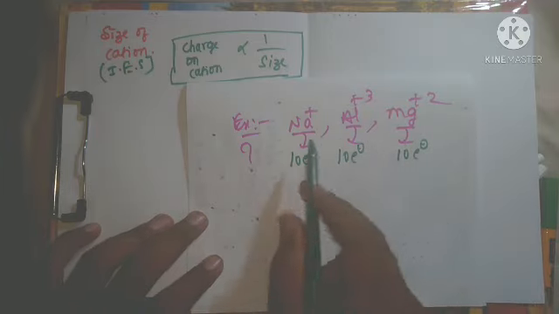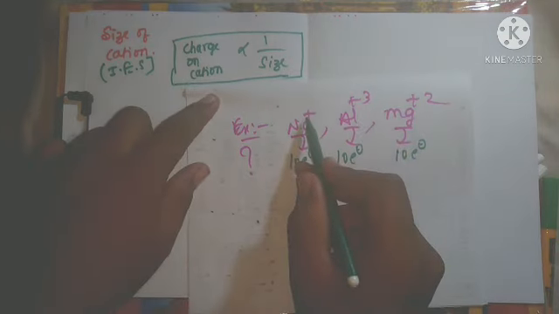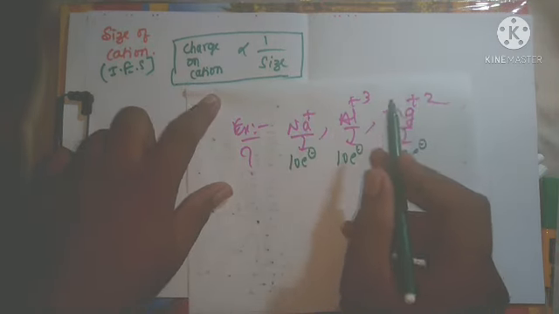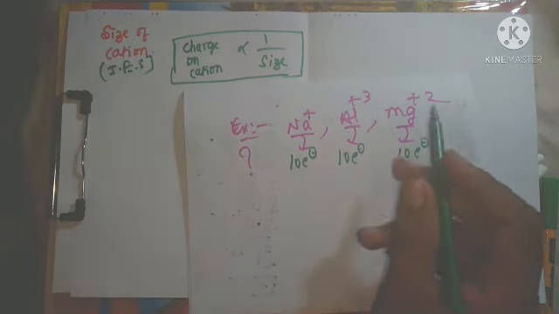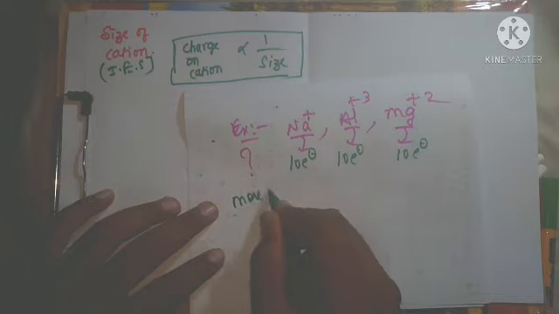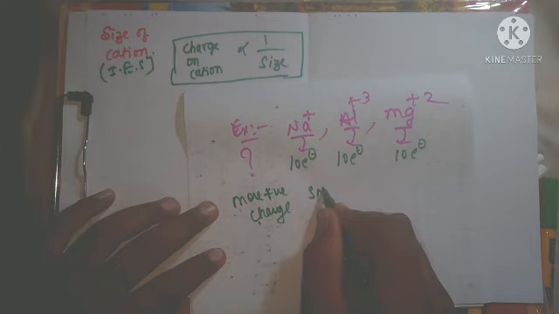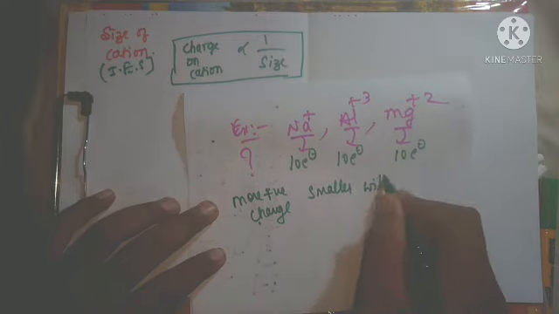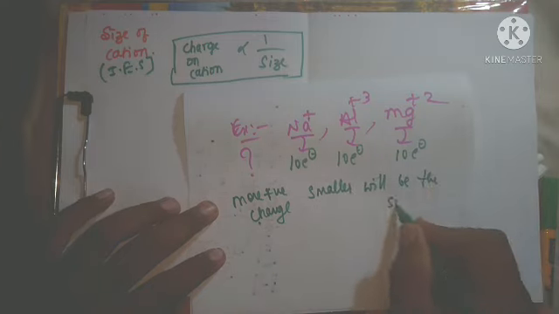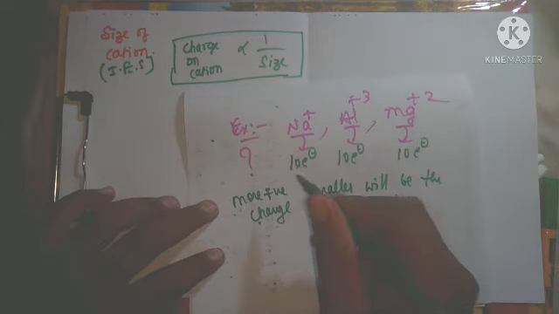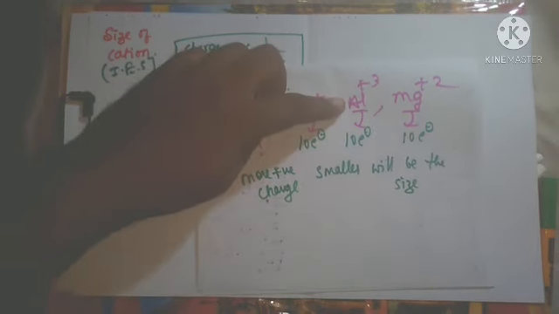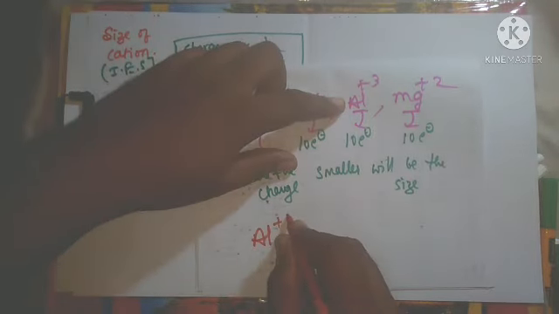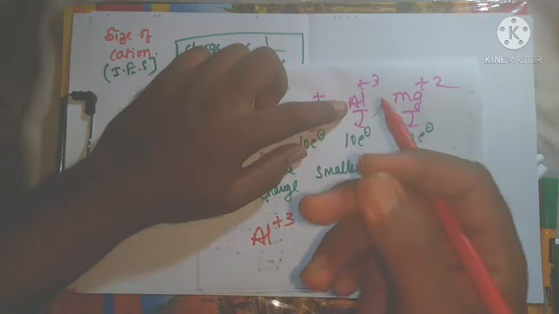These are isoelectronic, and also all our cations have positive charge. Then apply this rule: charge on cation is inversely proportional to the size. Means the more the positive charge, the smaller will be the size. Means more the positive charge on the atom, smaller will be its size. Where the positive charge is more, Al+3, therefore it is having very smaller size.